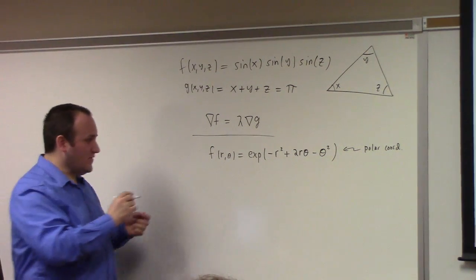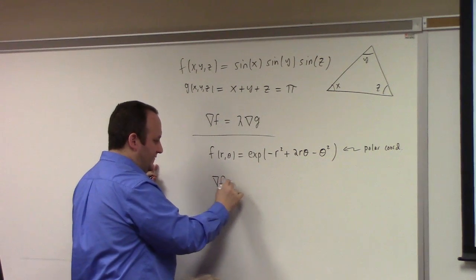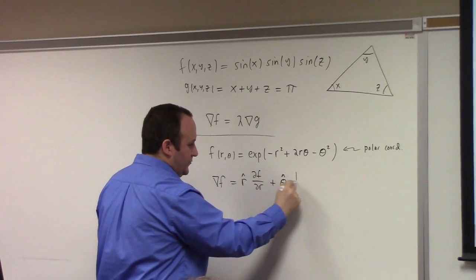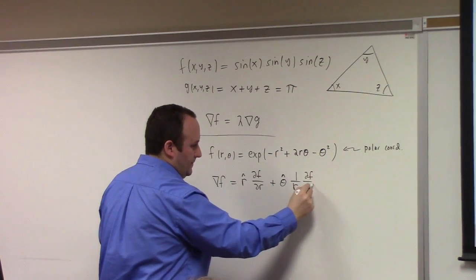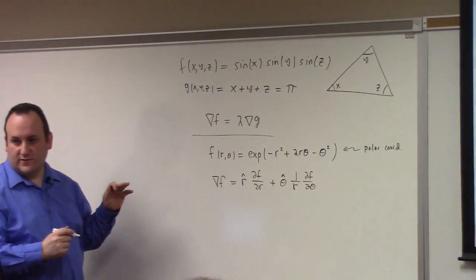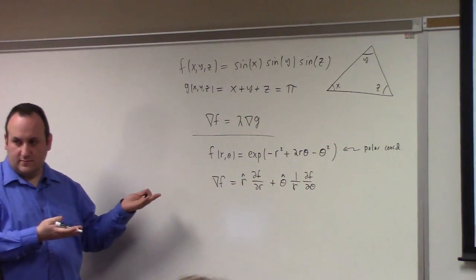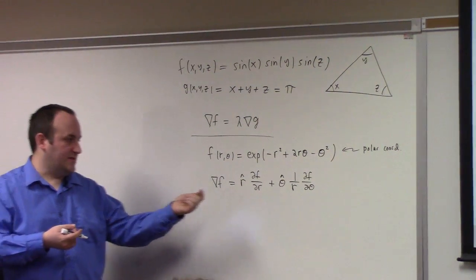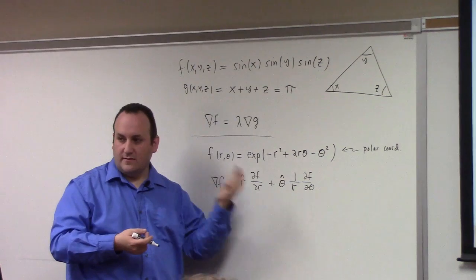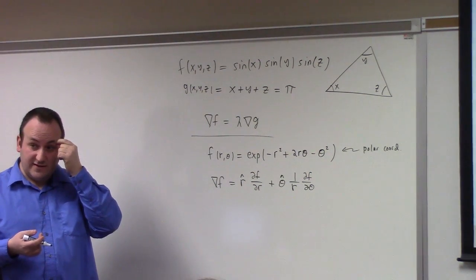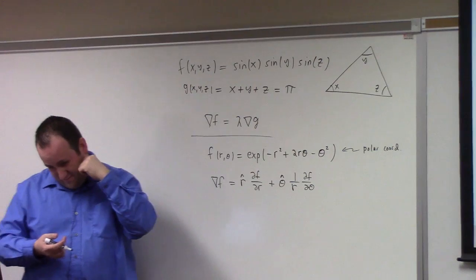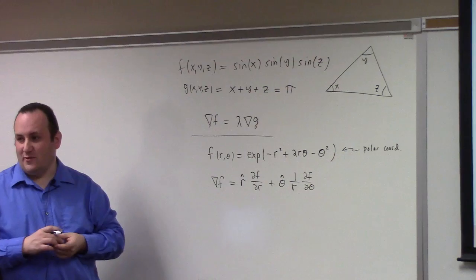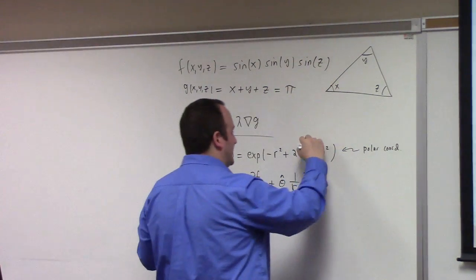So we derived last week that the gradient of f was r hat times partial f partial r, plus theta hat times 1 over r, partial f partial theta, right? So all you have to do is calculate these partial derivatives and plug them in there. That will at least give you a formula for the gradient. Now you want to find the critical points, right? Now I will help you out. I shouldn't tell you guys this, but it's too late.